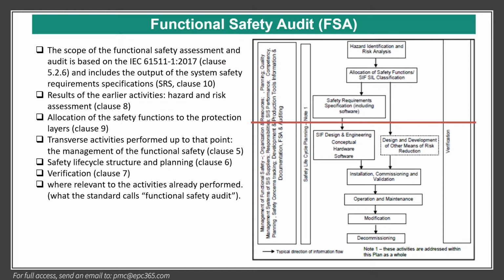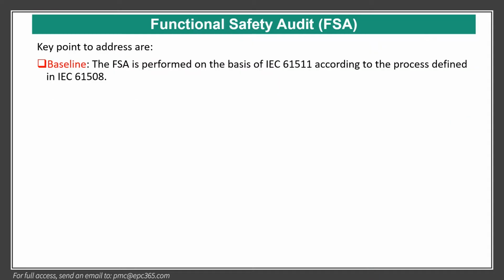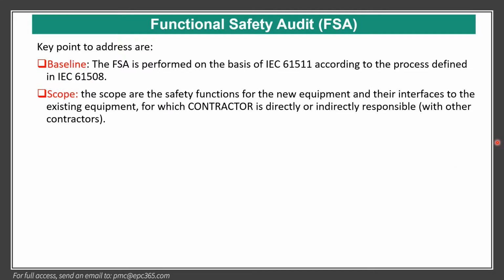functional safety audit. So in the functional safety audit, the key points are: first, baseline. The FSA is performed on the basis of IEC 61511 according to the process defined in IEC 61508. The scope covers safety functions for the new equipment and their interfaces to the existing equipment, for which the contractor is directly or indirectly responsible with other contractors.